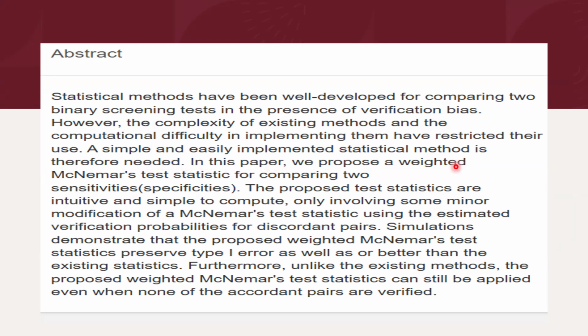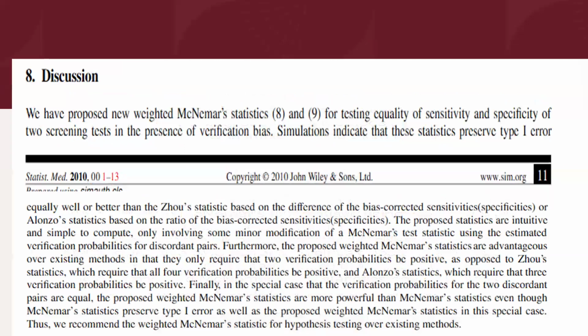So in this paper, we propose a weighted McNemar test statistic for comparing two sensitivities and specificities. The proposed test statistics are intuitive and simple to compute, only involving some minor modifications of a McNemar test statistic using the estimated verification probabilities for discordant pairs. Simulations demonstrate that the proposed weighted McNemar test statistics preserve type 1 error as well as or better than the existing statistics. So in the upcoming discussion, we'll see what a type 1 error is.